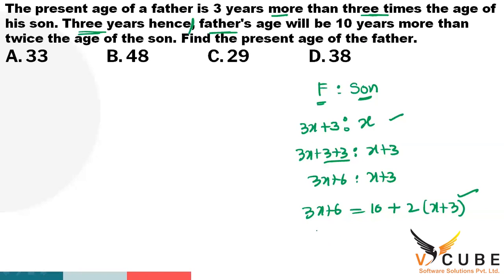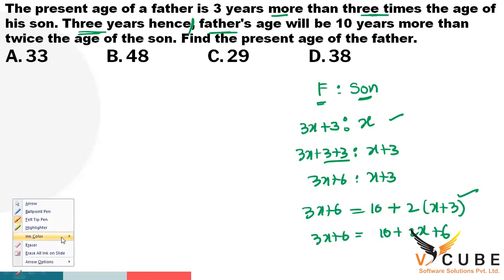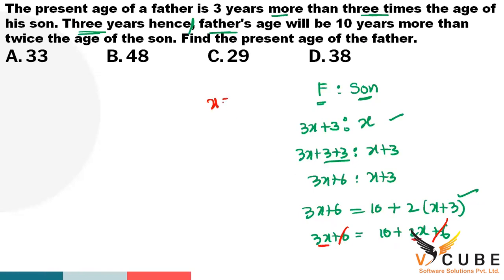Find out the x value, guys, here. So 3x plus 6 is equal to 10 plus 2 into x plus 3, 2x, 2 3s are 6. Okay, let me calculate. Find out the x value. So plus 6 and minus 6 cancel. So 3x minus 2x, x is equal to 10 years. X is equal to how many years? 10 years.